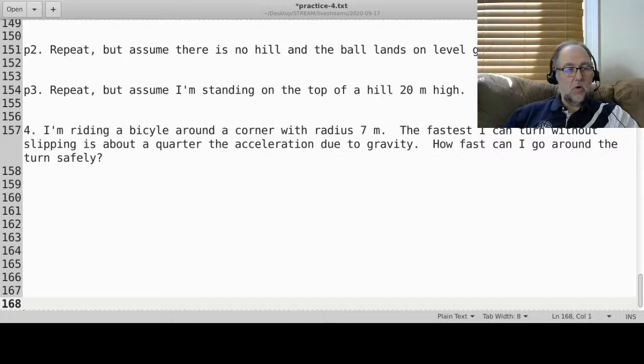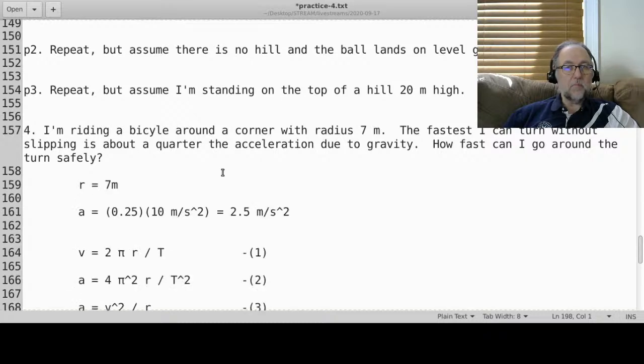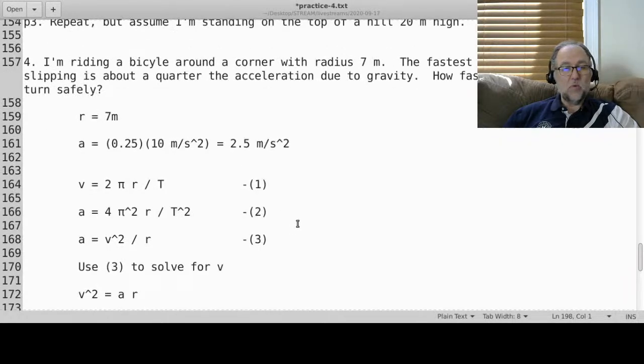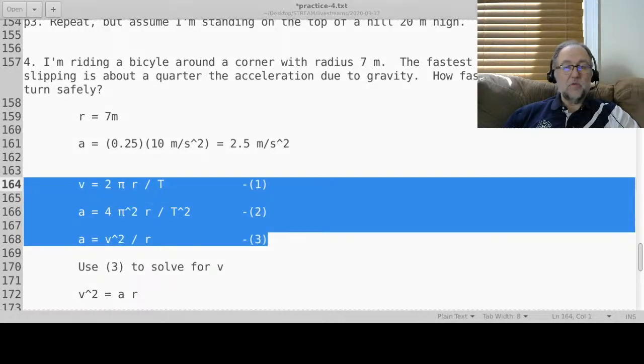All right, here we go. So the radius is 7 meters, because I tell you that. The acceleration, I said it's 1/4 of the acceleration due to gravity. So that's 0.25, 25% of 10, which is 2.5. And now you just have to choose the equation to solve for V. There are the three equations. They should be in your notes from the pre-recorded lecture.